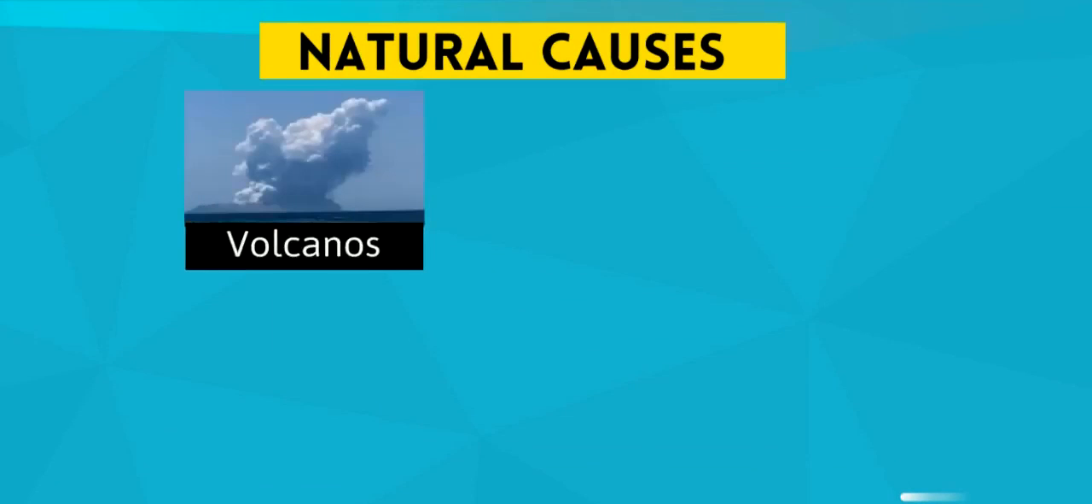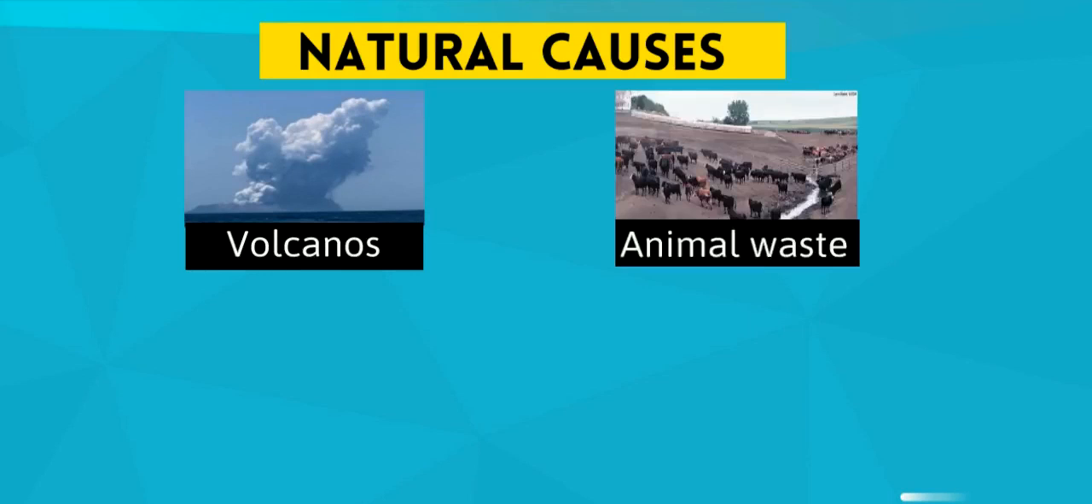First of all, we have volcanoes. When volcanic ash clouds move over bodies of water, the water then becomes contaminated. Secondly, we have animal waste. When the waste produced by animals is washed away into the rivers, it gets mixed with other chemicals, thus it causes water pollution.